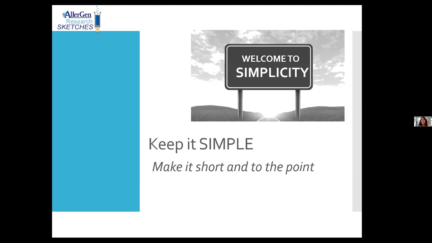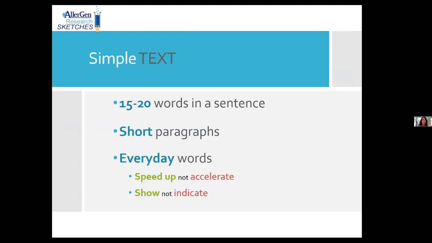So how do we go about making things simple? First, begin with simple text. Use sentences of 15 to 20 words. Longer than 20 words can become a meandering sentence that's tough to follow. Break the text into short paragraphs for easier reading, and avoid complex grammatical structures wherever possible. And use everyday words in place of complex words. So words like speed up instead of accelerate, or show instead of indicate.